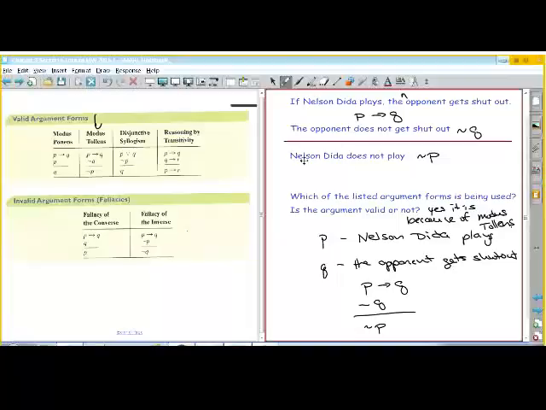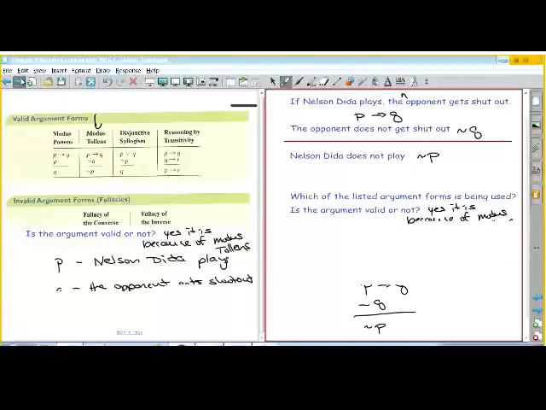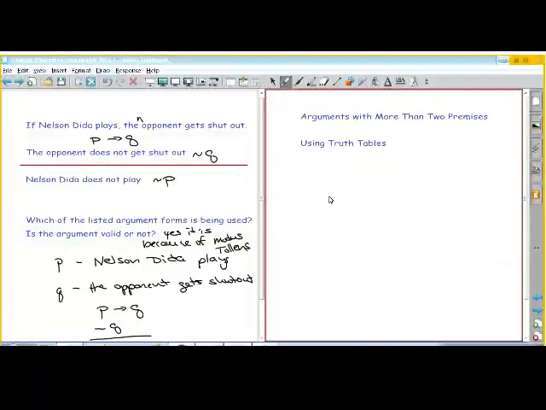Okay, so you got a couple of those, maybe one for homework, where you have to rewrite it, look to see whether it's one of these standard types of arguments, and then make the conclusion based on that. Now we're going to do a problem where we have more than two premises. Up to this point, we've had the first premise, the second premise, and a conclusion.